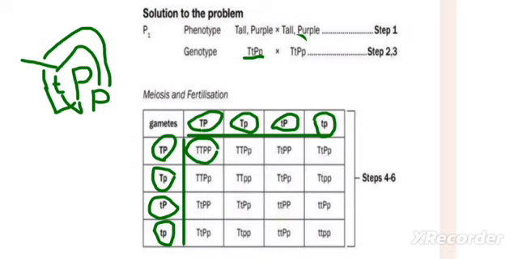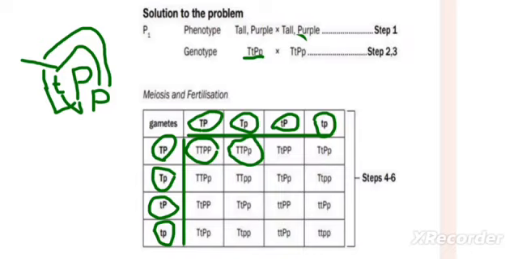And then how do we find the genotype for this one here? We combine this T here with the T here. We get capital letter T, capital letter T. And then we combine the second characteristic, big letter P and a small letter p combined together. So we have the second offspring's genotype. Look at the genotypes. We have 4 letters. This is the dihybrid cross.